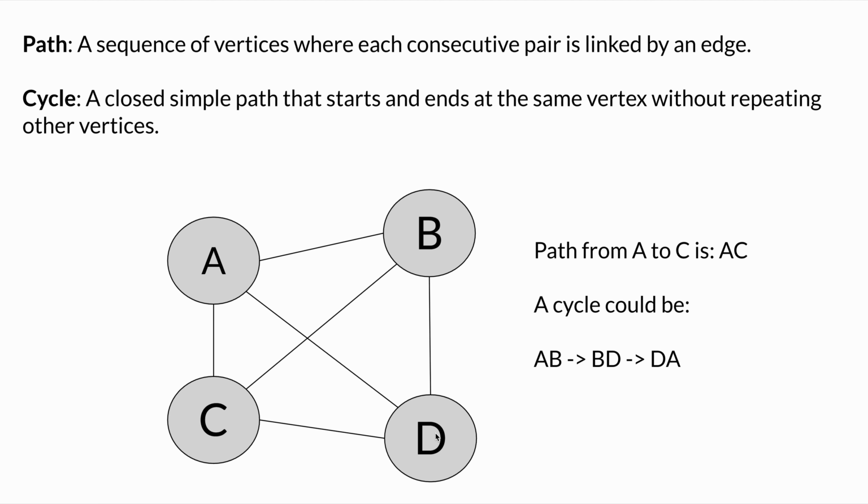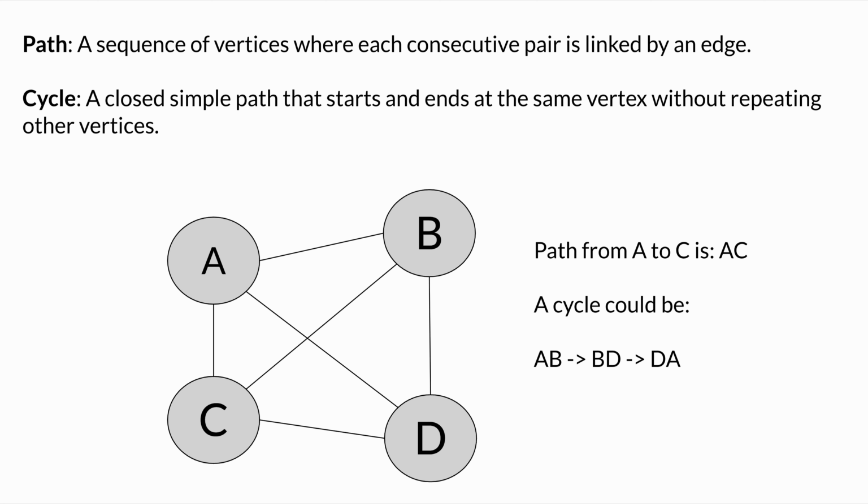So a path is a sequence of vertices where each consecutive pair is linked by an edge. So for example, if we're going from A to D, we can go AB and then BD. And then that's our path. We could also go AC and then CD. So there are multiple ways, but both of those would be examples of paths.